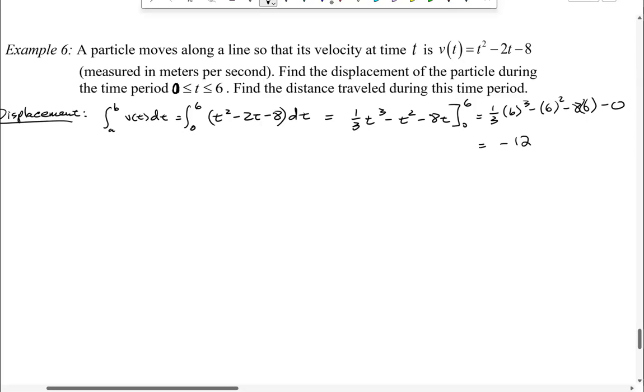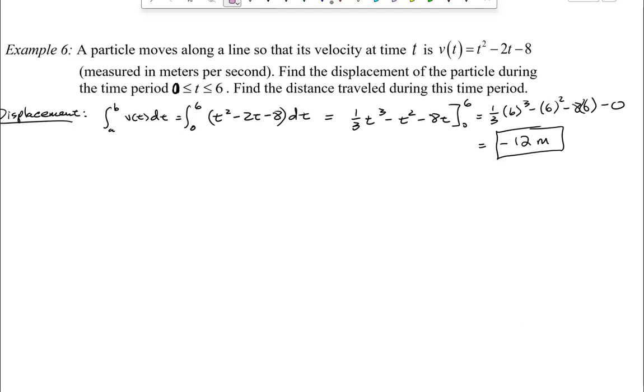Now, this means that this vehicle started going in one direction for a certain amount of time, then turned around and ended up somewhere down here, right? That's why we have a negative displacement. And this is measured in meters. So we get negative 12 meters. It just says it's moving along a straight line. So if it was a vertical line, it's 12 meters below where it started. That's all we're getting at there.